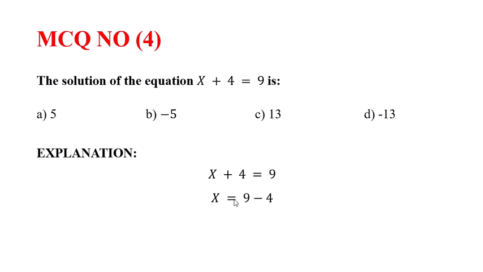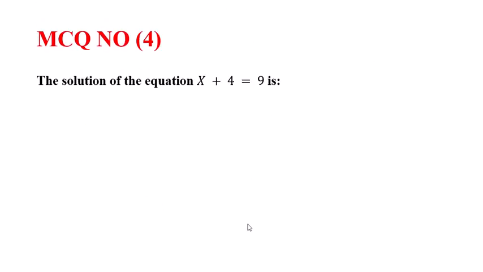So x is equal to 9 minus 4, that is equal to 5. So the x is equal to 5. The final answer of MCQ number 4 is 5. So option A is correct.